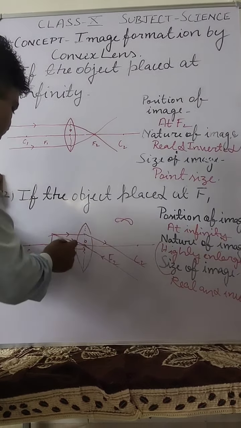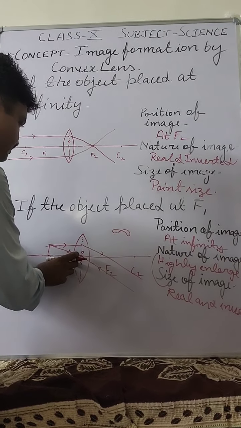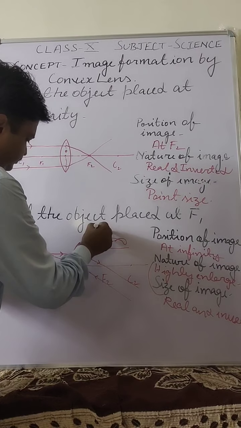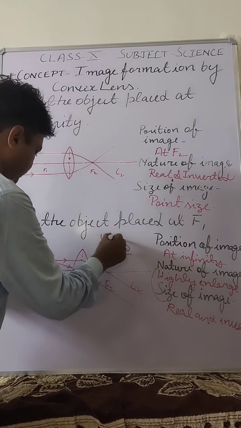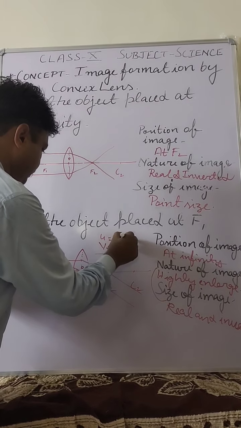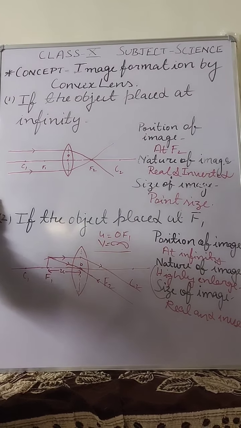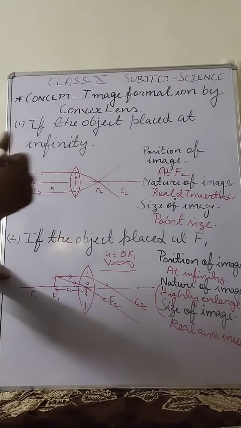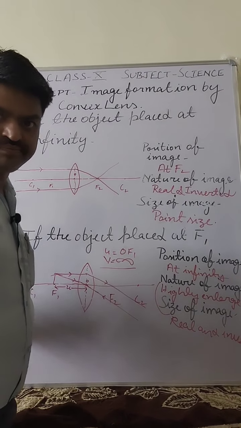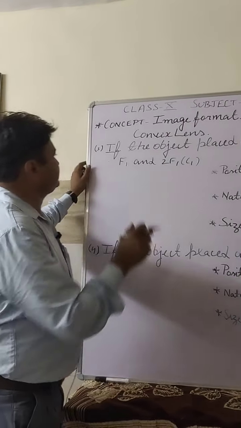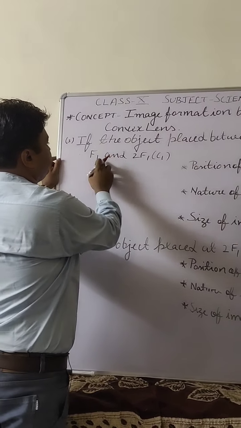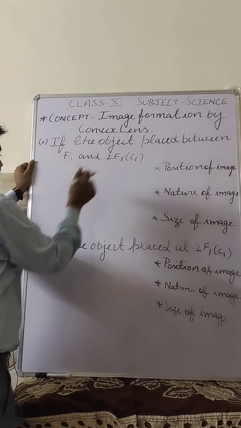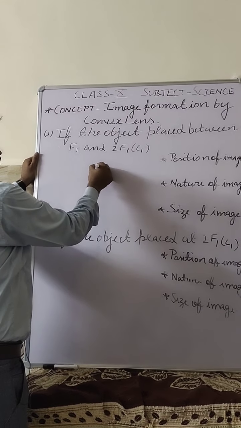So in this, the object distance is U, and what is V here? V is it. And what is U here? U is here, O to F1. So now we will discuss the next ray diagrams. Yes, student, now in this case, if the object is placed between F1 and 2F1, meaning C1, in between F1 and C1, now again you will draw the convex lens.